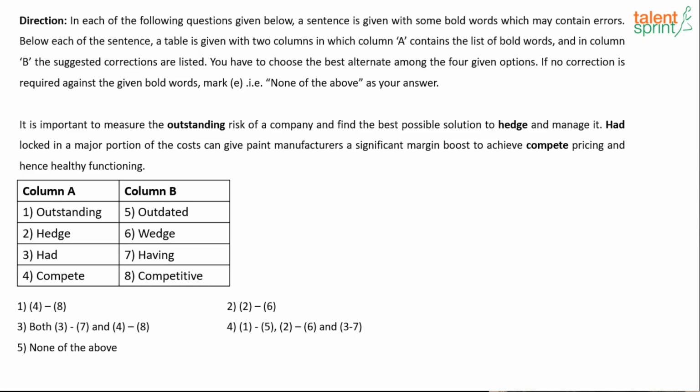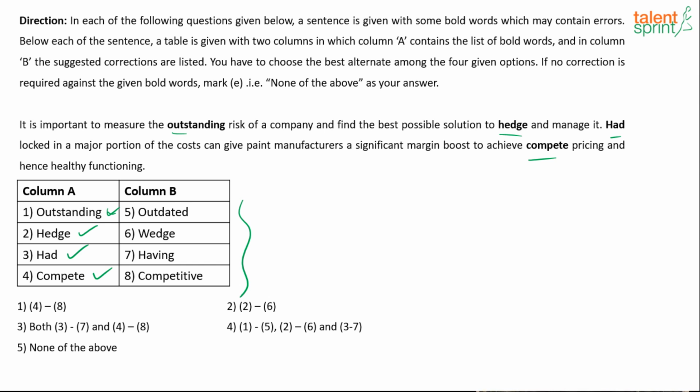In each of the following questions given below, a sentence is given with some bold words which may contain error. Below each of the sentences, a table is given with two columns, in which column A contains the list of bold words and in column B the suggested corrections are listed. So column A is the words that you see in bold. Over here, the words that you see in bold are all in column A, and the corrected version, if there is any correction required, it is in column B. All right.